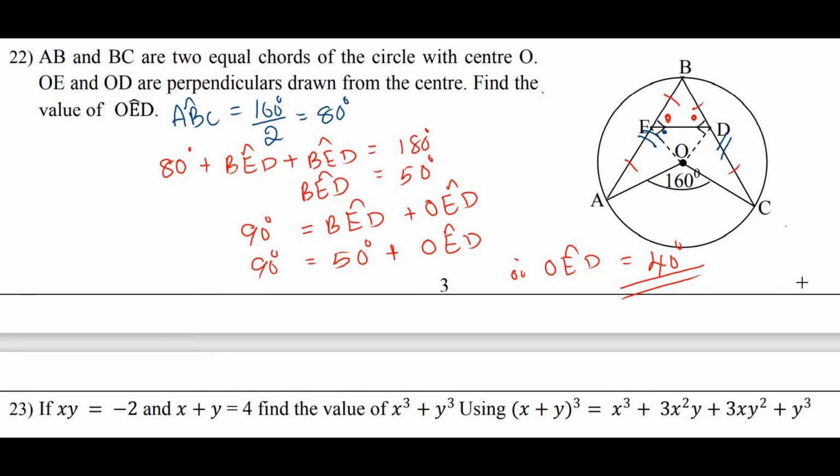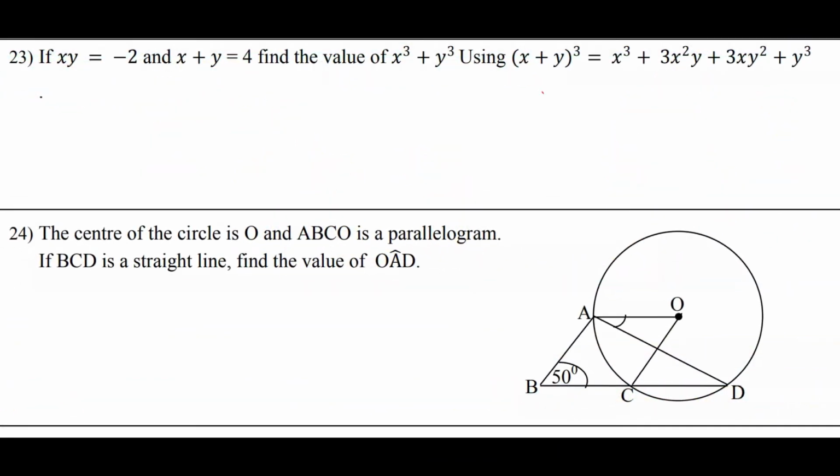Let's go to question number 23, which is related to binomial expressions. If xy is minus 2 and x plus y equals 4, then find the value of x cube plus y cube. Using the expression (x plus y) whole cube equals x cube plus 3x squared y plus 3xy squared plus y cube. Yes, I am using this one for this calculation.